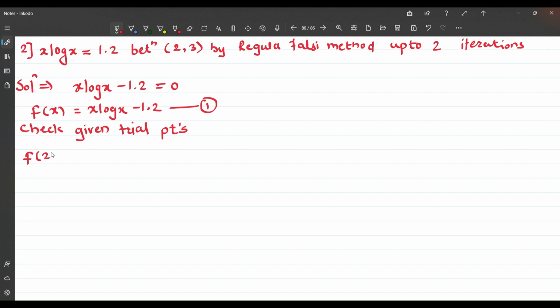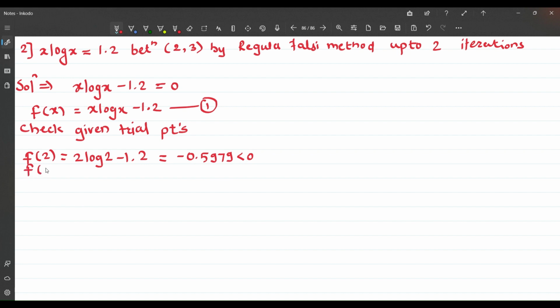First I will put 2 in equation 1, that is 2 log 2 minus 1.2. On the calculator, you can solve 2 log 2 minus 1.2, which is minus 0.5979, negative, less than 0.